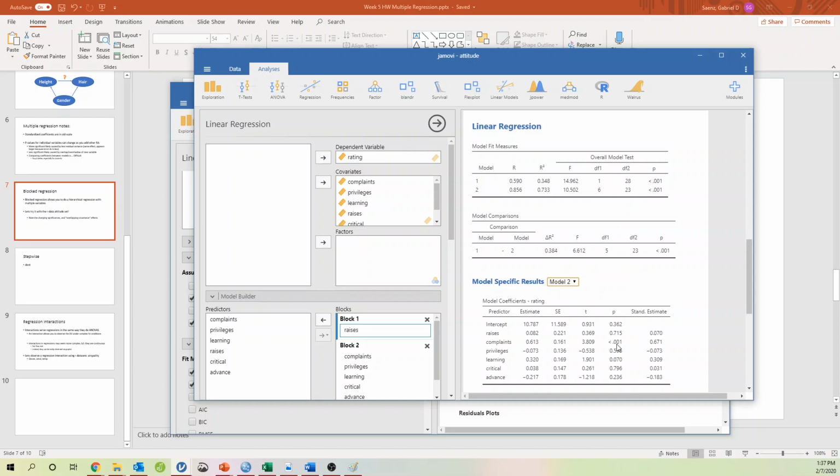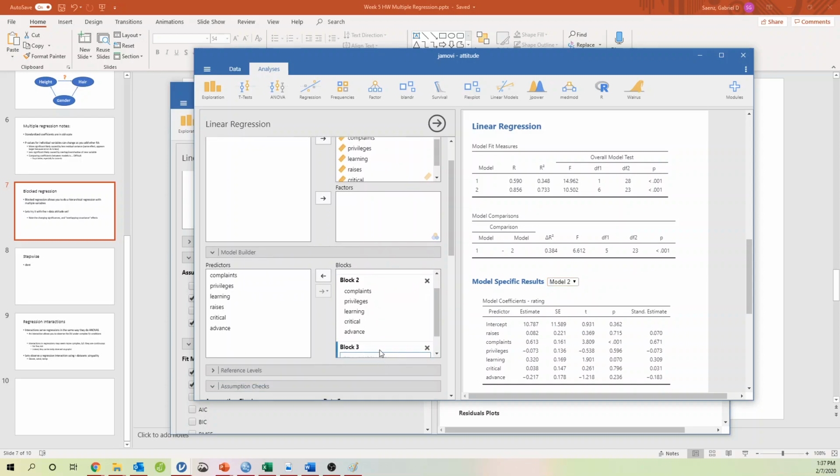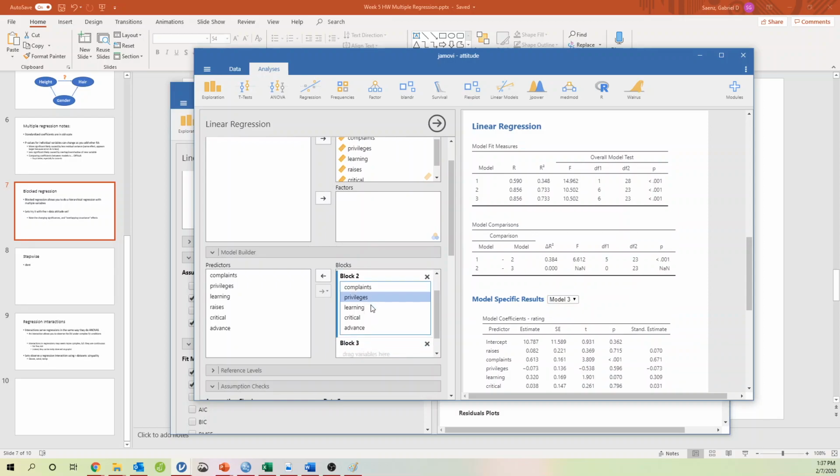How important is complaints? Well, we could add a new block and put complaints in by itself. So now we've got 3 models, and we see the improvement from Model 1 to Model 2. How much better is complaints and raises compared to just raises? We have an improvement of 0.336. How much better is all of the variables compared to just complaints? We have an improvement of 0.049. So these guys didn't add a whole lot, but complaints did.